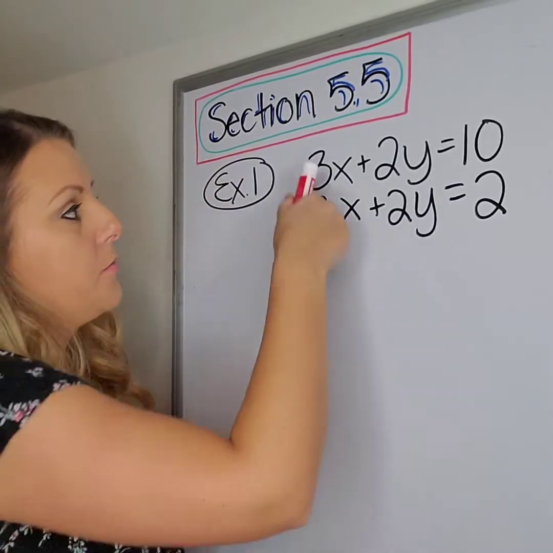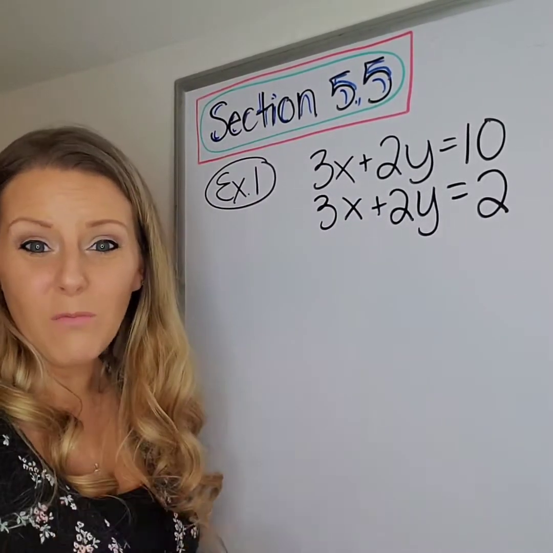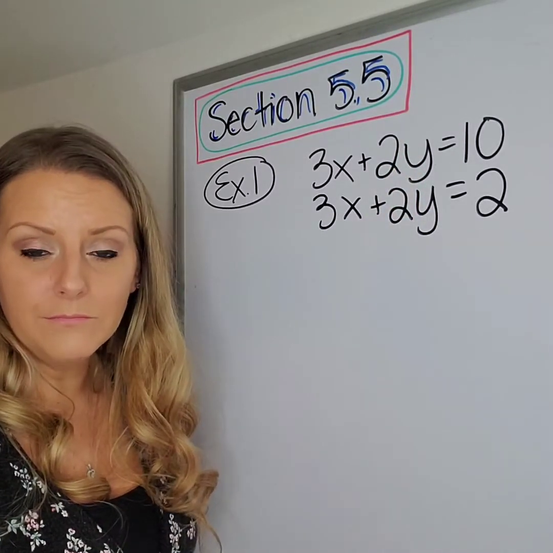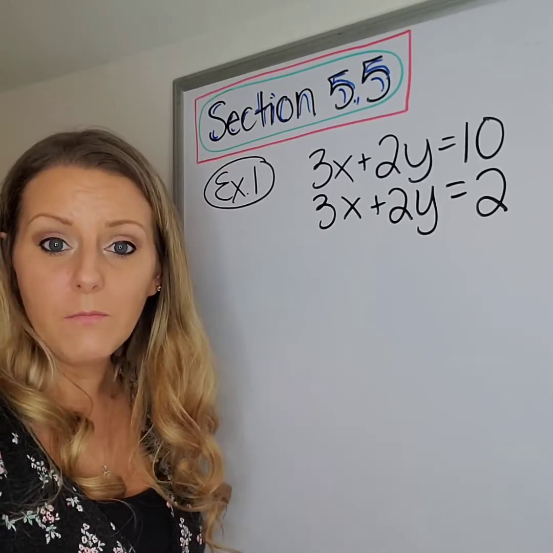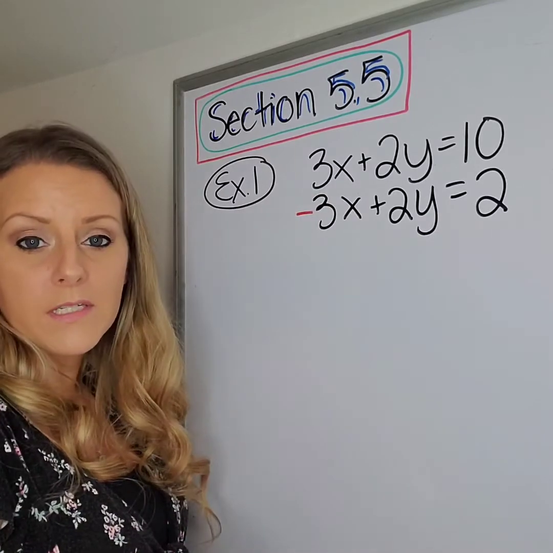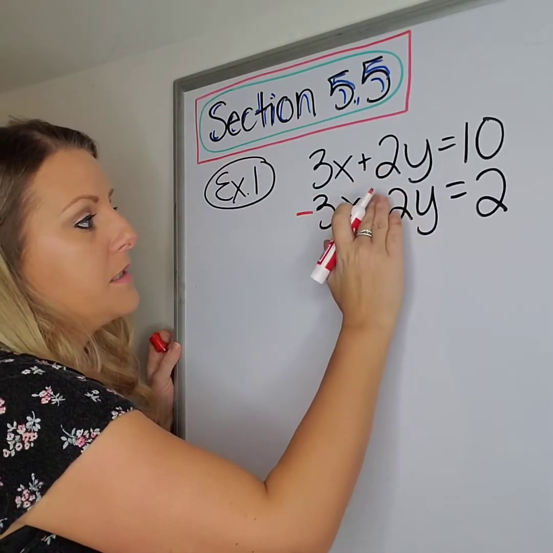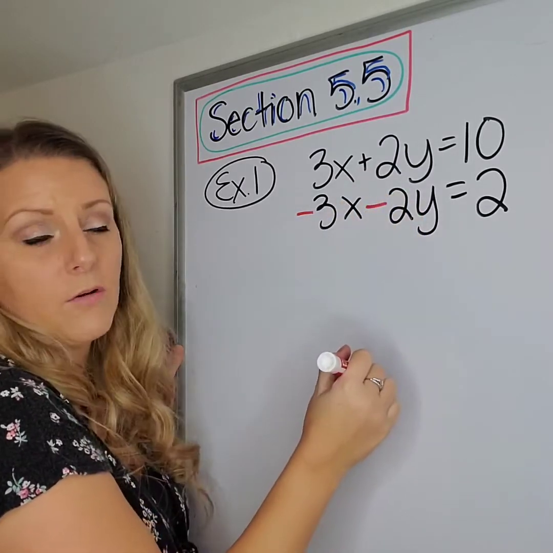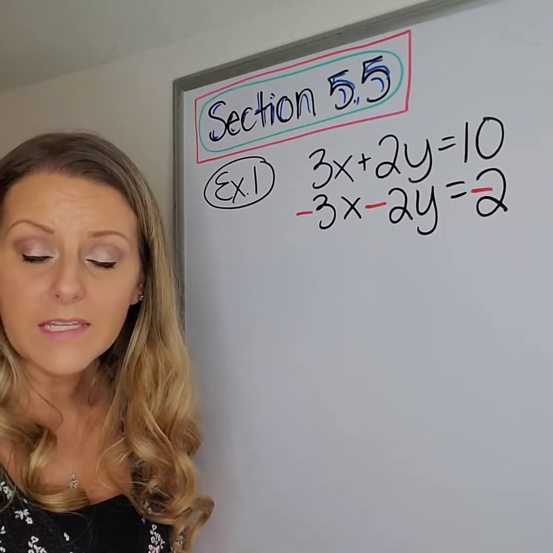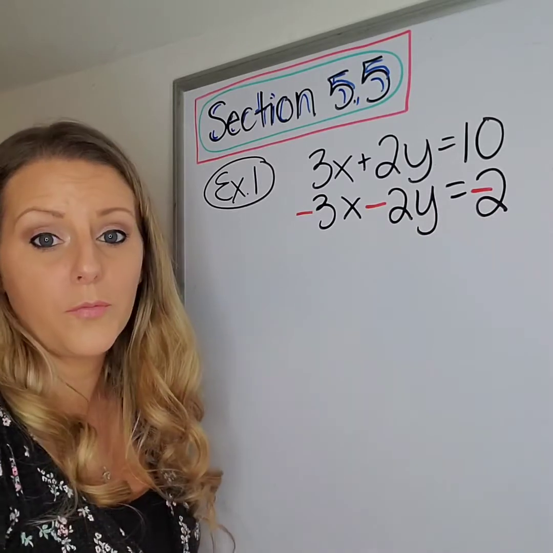So 3x and 3x, do they eliminate? Close, but we need one of them to be negative, right? What about 2y and 2y? Do they eliminate? Close, but we need one of them to be negative. So let's say I want to make this a negative 3. We learned in section 5.4 that we have to change everything. So this positive 2 is going to become a negative, and same thing with this positive 2, it becomes a negative. So everything gets the negative symbol. We can't just throw a negative out in front. We have to change all 3.